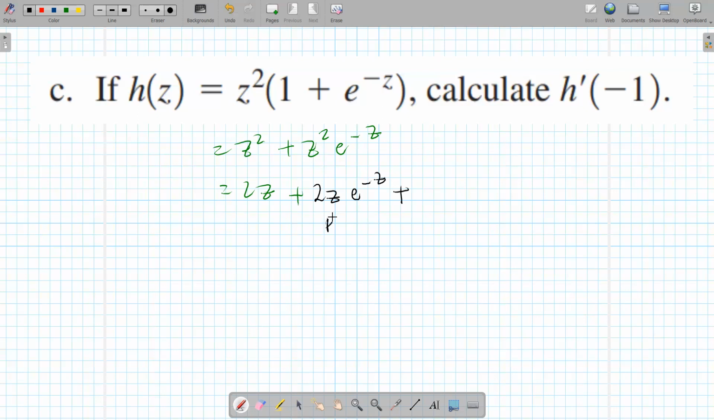So again, you have f prime g. Next you're going to have f g prime, where this is your f and this is your g. F, you're going to rewrite z squared again times g prime. G is e to the negative z. What's going to be its derivative? Itself, yeah. What about the chain rule component?